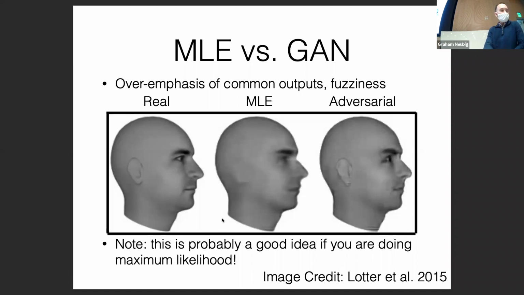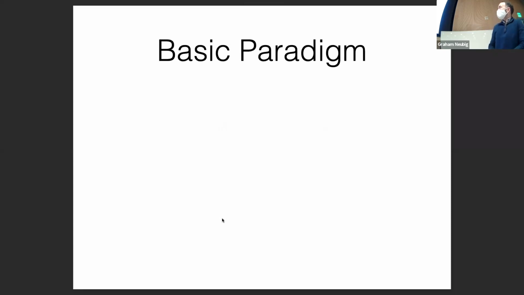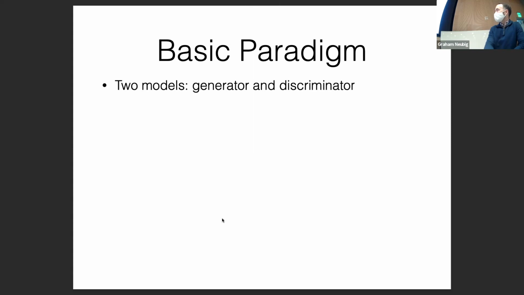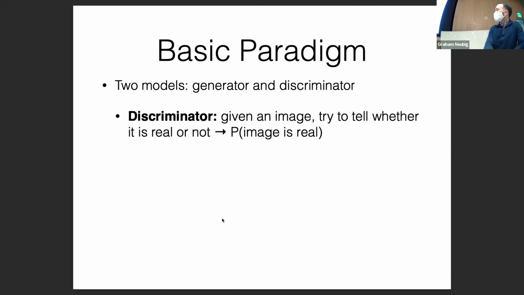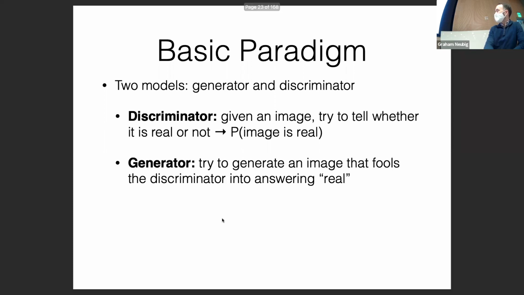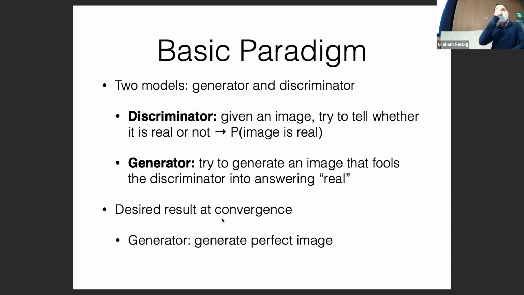Okay. So now, regarding the basic paradigm of training generative adversarial networks, basically we have two models. One model is a generator, and another model is a discriminator. The discriminator is basically a classifier that, given an image, tries to tell whether it is real or not. So it's calculating the probability that the image is real. The generator is trying to generate an image or text that fools the discriminator into answering real. The desired result after training is that the generator is perfect: it generates a perfect image that is indistinguishable from real images, and the discriminator cannot tell the difference. So at the end of training, you want the generator to succeed and the discriminator to fail.